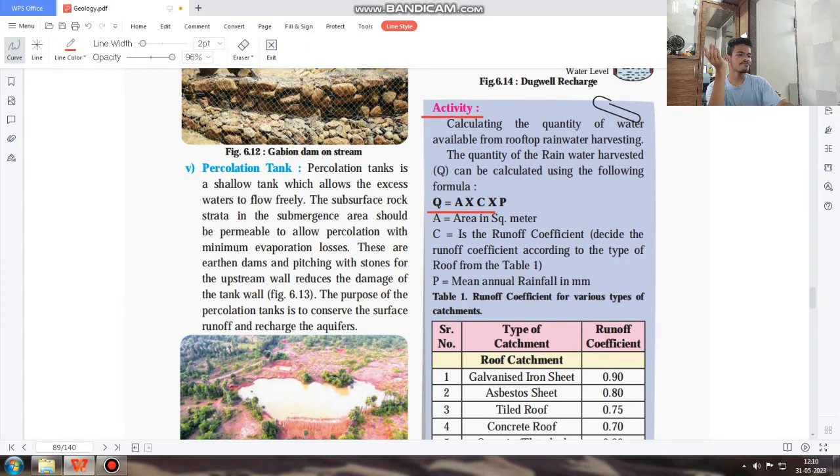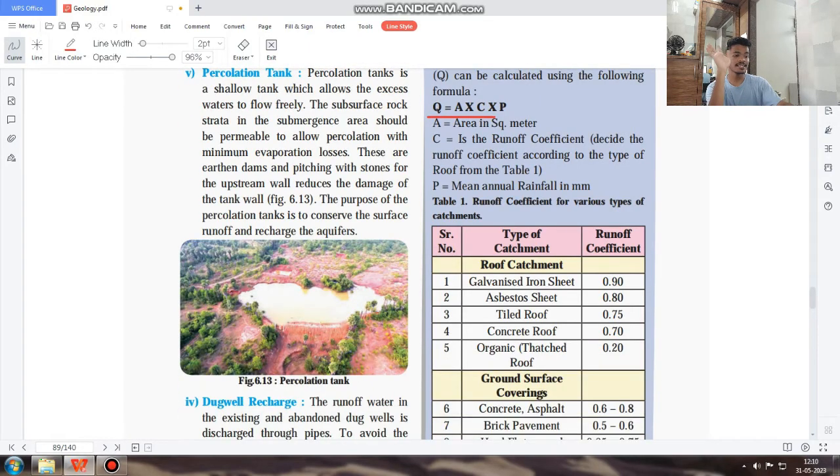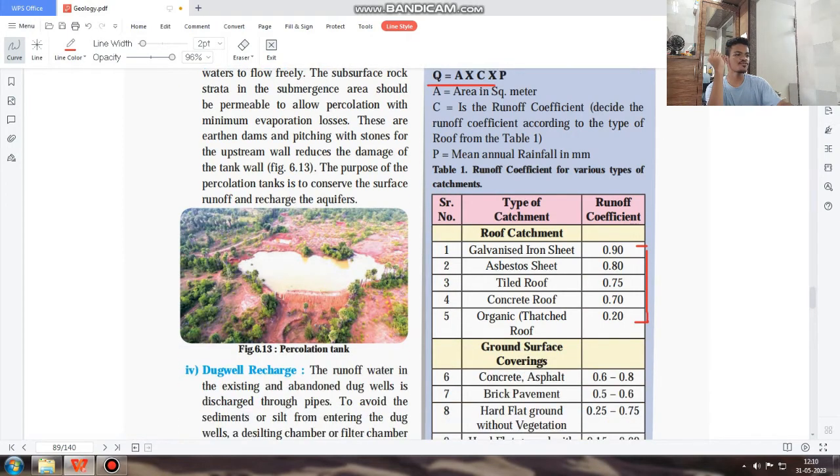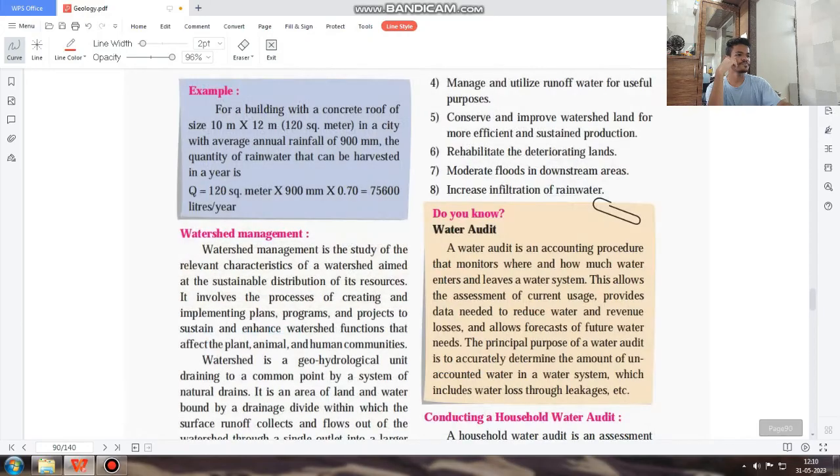But area they have given, how will they give you C? Sorry, C they will not give you. Runoff coefficient they will not give you. Okay, so runoff coefficient is this. So you have to remember these values. Now they will give you rooftop only. Okay, so it's given over here na, rooftop rain harvesting. So they will give you this only, roof catchment. So you have to remember these values.